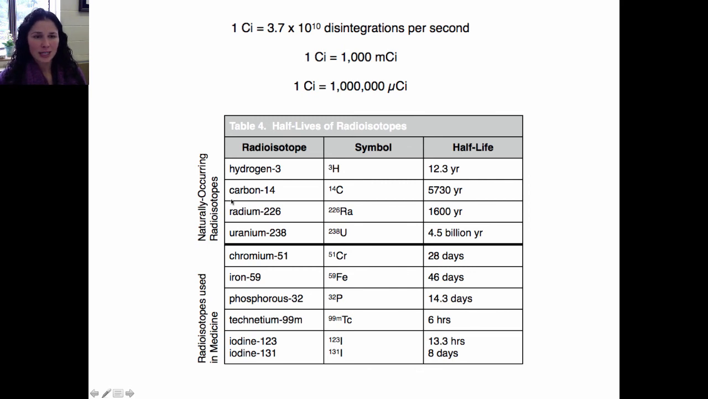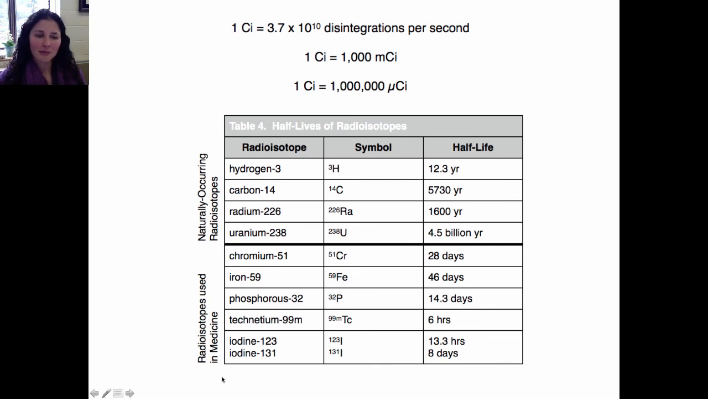What I'd like you to notice is that this table is divided into 2 sections. On the top are the naturally occurring radioisotopes. These are the isotopes that you would find if you drilled down in the Earth's crust and took a sample. You would find some of these things. They're the isotopes that are left over from nuclear reactions in stars and from the Big Bang. Notice that they have very long half-lives. All of these half-lives are more than a year.